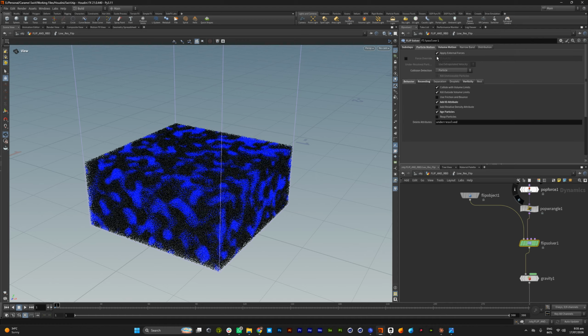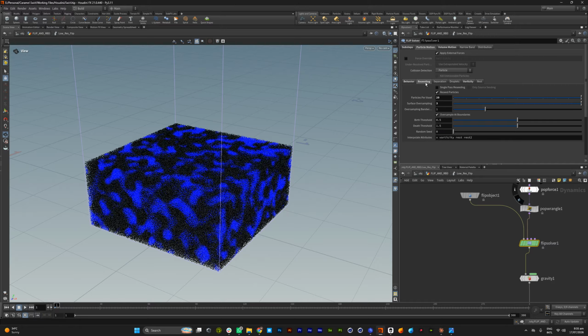Coming into the flip solver, under particle motion, I added an ID attribute. I enabled age particles. I had reseeding on, set at 20 particles per voxel, 3 for oversampling. This is just something that I experimented with. I don't think there's a hard and fast rule you should follow when it comes to reseeding.